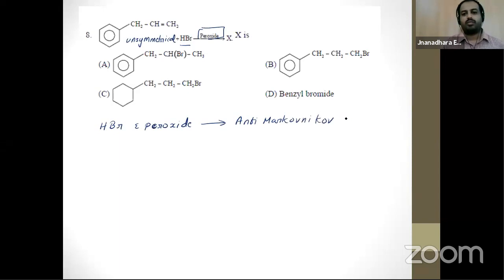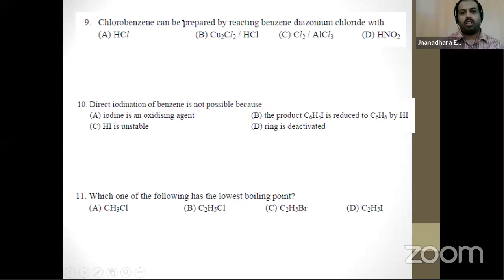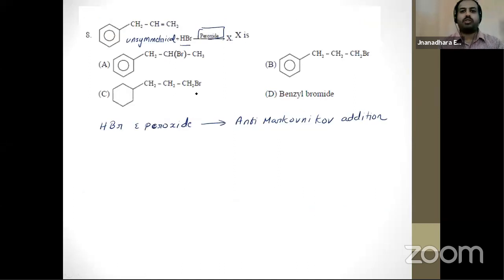Anti-Markovnikov addition. I'm getting a lot of answers as a response. Yes, all of you have predicted B as the answer. Very good. Let's check it. When you apply anti-Markovnikov's rule, which does the opposite of Markovnikov's addition, you attach H to the carbon with less number of hydrogens of the double bond, and Br to the carbon atom of the double bond with more number of hydrogens.